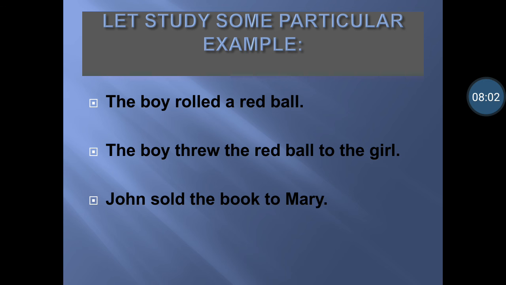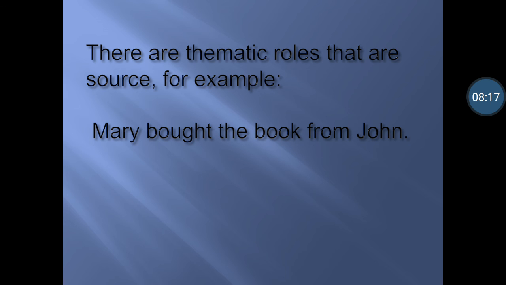And let's see the third example. John sold the book to Mary. John is the agent and the book, which is the noun phrase, is the theme and Mary is the goal. There are thematic roles that are sources, for example. Mary bought the book from John. In this example, John is the source from whom Mary gets or buys the book.